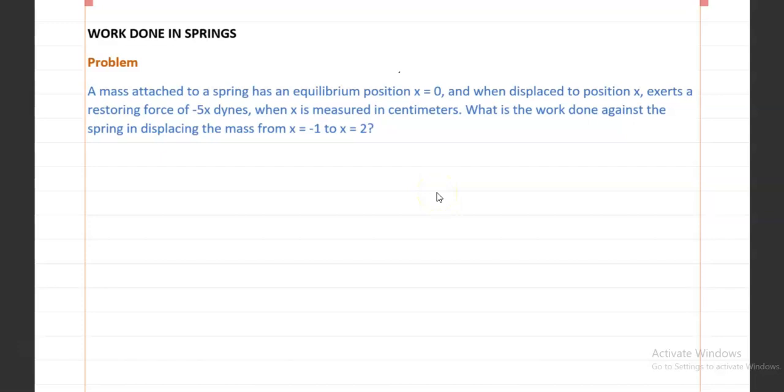Okay, a mass is attached to a spring and it has an equilibrium position of x equals 0. This means that it is at rest at this point. And when displaced to position x, it exerts a restoring force of -5x dynes. Now, we see that the force function in terms of x is -5x. In this case, the unit is dynes.